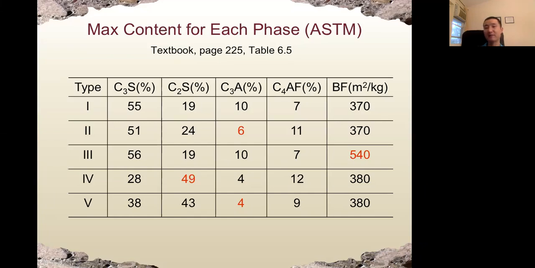Because Type 3 cement is high early strength cement, to achieve the high early age strength, we need to increase the surface area or reduce the particle size. We can talk about why we need to reduce the particle size in future lectures.